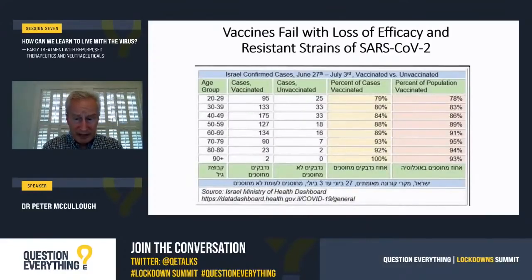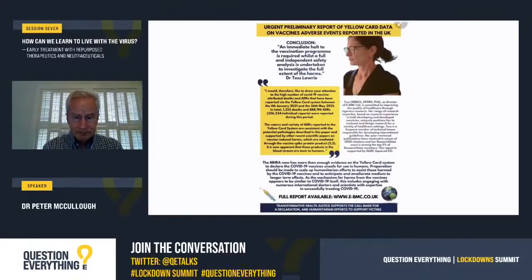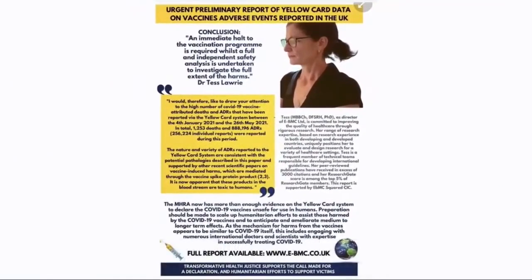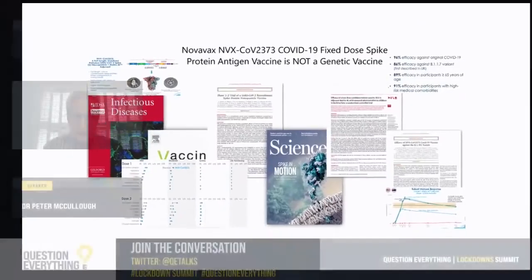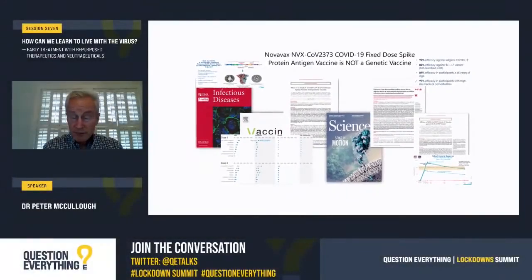The vaccines are failing. These data from Israel show now that 80% of people who have COVID-19 are fully vaccinated. This is with the Pfizer vaccine, which has the weakest of overall coverage against epitopes in the spike protein. Next slide. Dr. Tess Lawrie and Evidence-Based Medicine Consultancy say that vaccines are not fit for human use and should be withdrawn. Next slide. Novavax is coming. This is an antigen-based vaccine. It may be much safer than the genetic vaccines. Looks just as good as Pfizer and Moderna. Next slide.